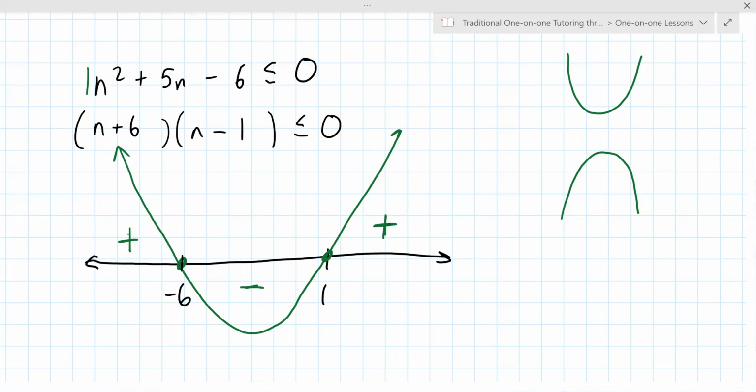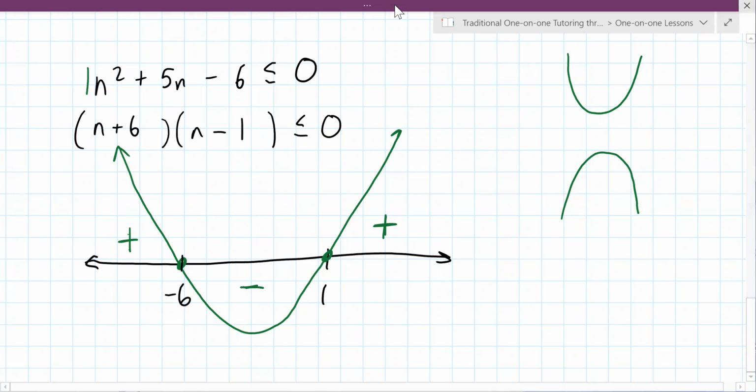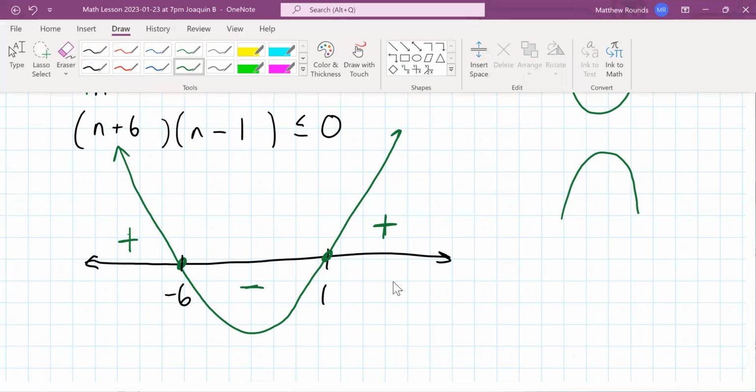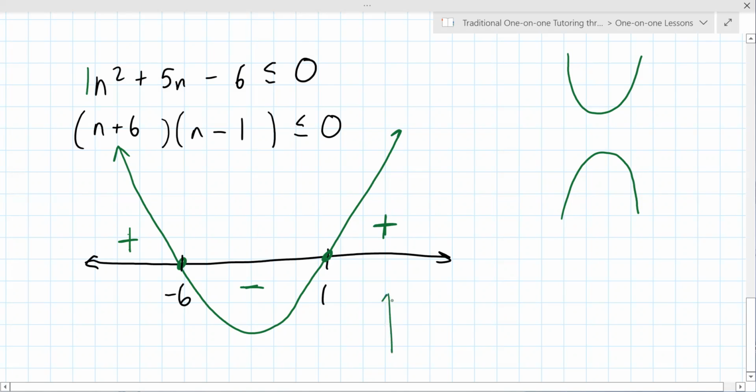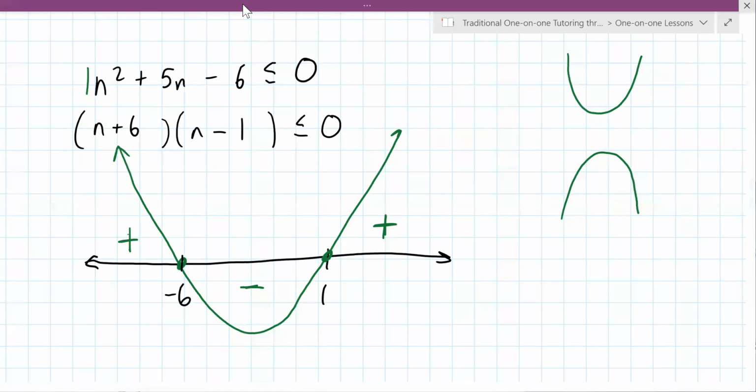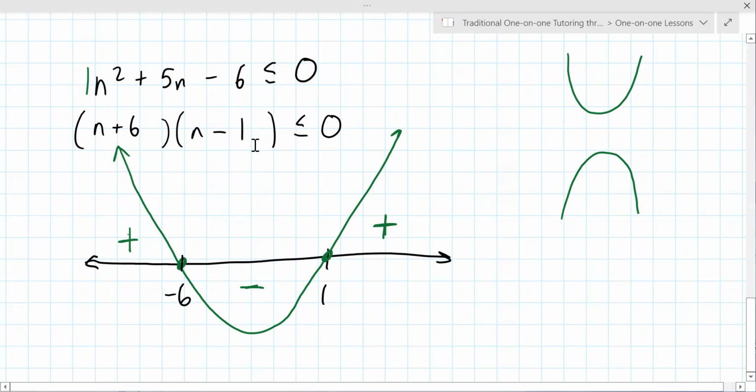Now, I would encourage you right now to test a point in each region just to confirm that, even though you probably believe me. Let's have you test, I don't know, 3. 3 plus 6 times 3 minus 1. Is that positive or negative? Uh, 9 times 2 is 18, so that's positive. Right. Positive times positive, so that's consistent.